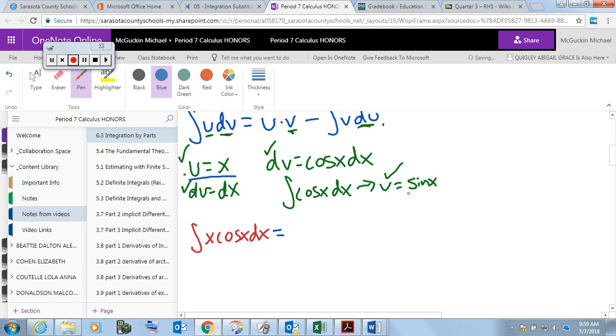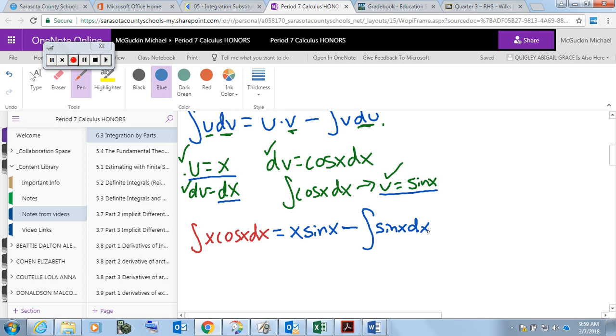U times v. Well, u is equal to x. V was sine of x. And then we have minus the integral of v, which is sine of x, times du. Well, du is dx. Hopefully you're starting to see why we have to start getting these different differentials. Because remember what we talked about, you cannot have sine of x du. You have to have the differential that goes in accordance to the independent variable. And so we can see why we have to start making these changes in here.